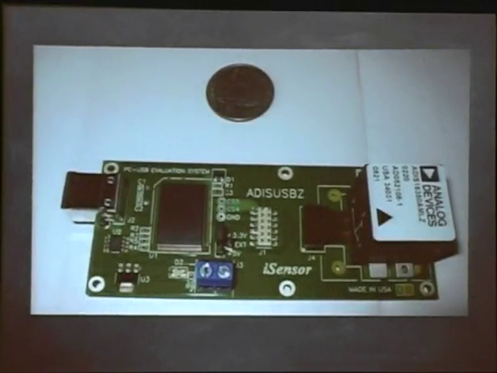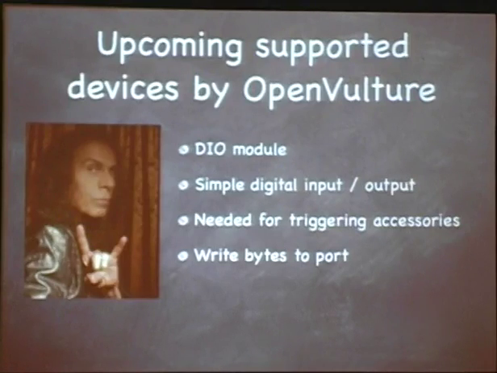So that's an 8051 microcontroller that Analog Devices provides as part of their kit with a bunch of Windows software to test it out. But it needs to be converted to Linux. The next upcoming module would be the DIO module, which is a simple digital input-output. It's needed to run some of the other external equipment. Write bytes to the port, they show up on the pins electronically.